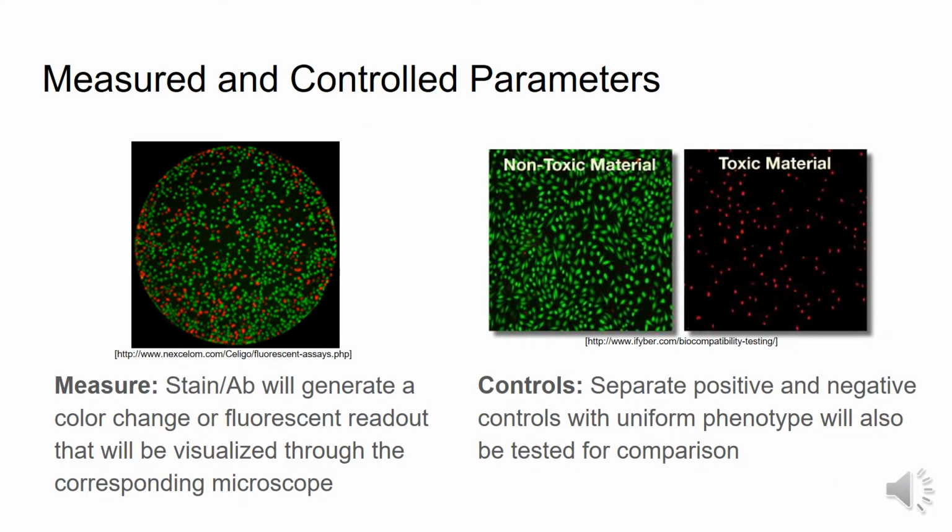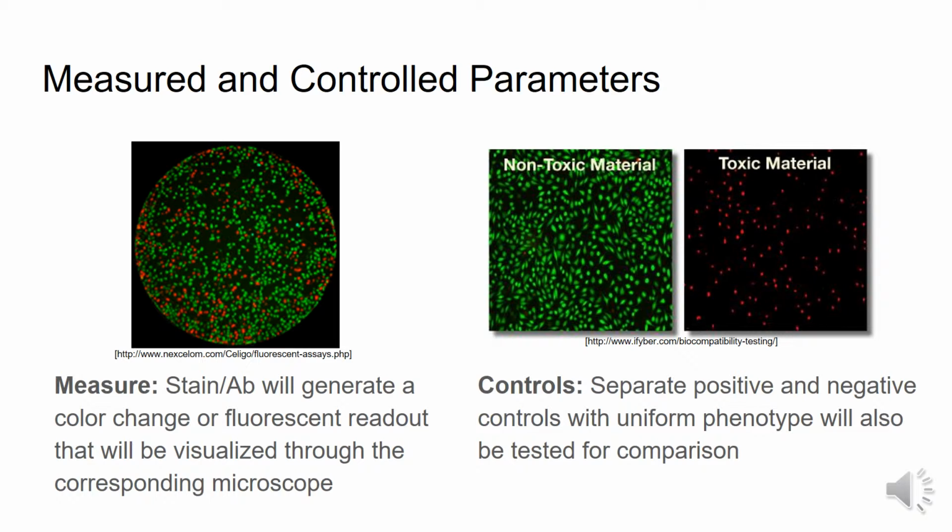Discuss measured and controlled parameters. So in all of the tests, the stain or antibody that's used will create a color change or fluorescence that's able to be seen with the appropriate microscope. This measures the presence of a specific target antigen or a phenotype in the sample. For example, in a live dead cellular assay, which you can see here on the left, dead cells will appear with a red fluorescence, while live cells will appear with a green fluorescence.